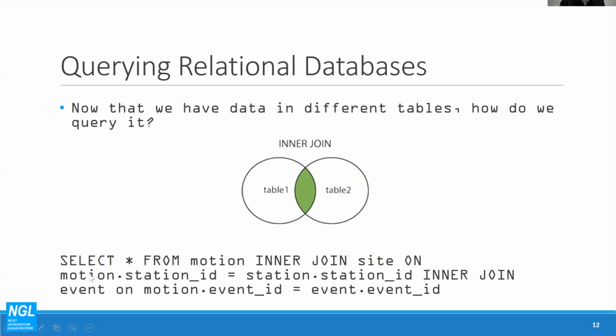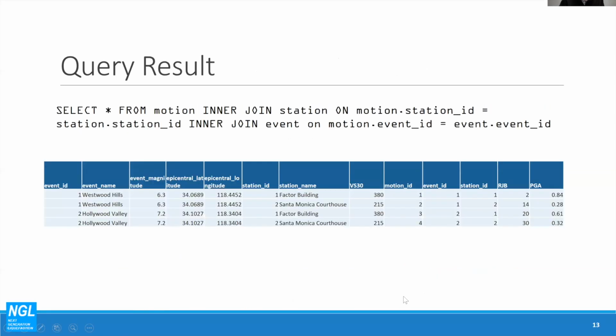So anyway, this is how the query would look. Select everything from the motion table. We're going to join that with the site table on motion.stationID. This should be station, not site. Sorry about that. Motion.stationID equals station.stationID. So that's how we link together the primary and foreign keys in the database. And then we would also inner join with event on motion.eventID equals event.eventID. And that would give us this table right here.